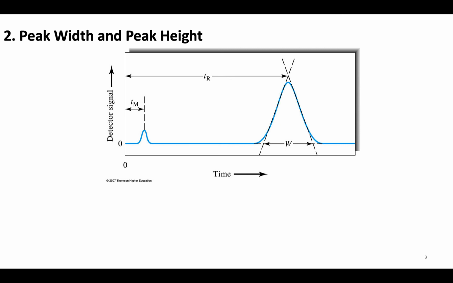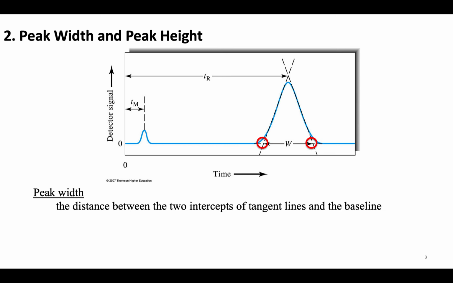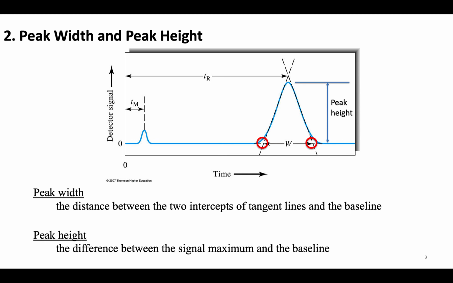The second information we can read from the chromatogram is related to the magnitude of the peak. Statistically and analytically, the peak width is defined as the distance between the two intercepts of tangent lines and the baseline, and the peak height is defined as the difference between the signal maximum and the baseline.